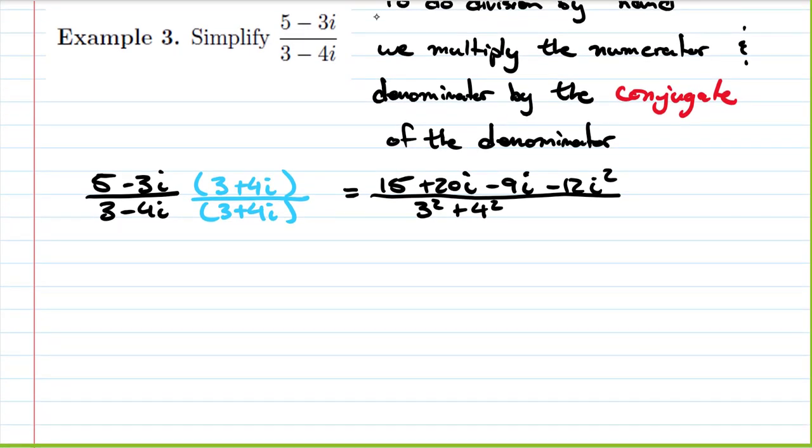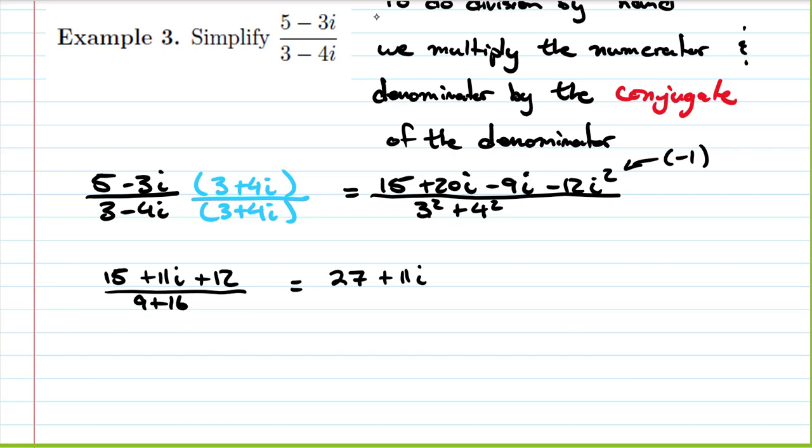So then in our numerator, we have 15. 20i minus 9i is positive 11i. And negative 12i squared changes to positive 12 because i squared is negative 1. Negative 12 times negative 1 is positive 12. And then in our denominator, we get 9 plus 16. 3 squared is 9, 4 squared is 16. So finally, we get 27 plus 11i all over 25.